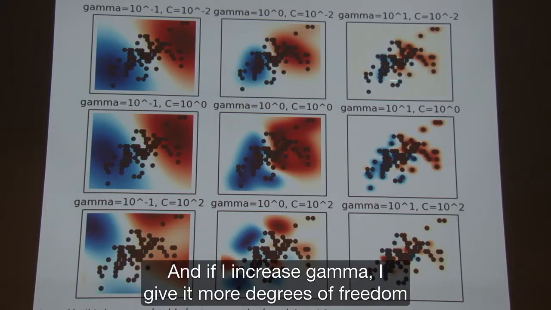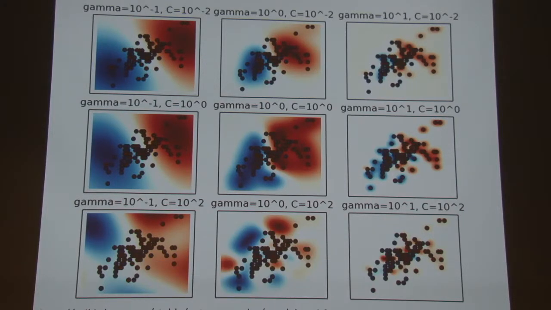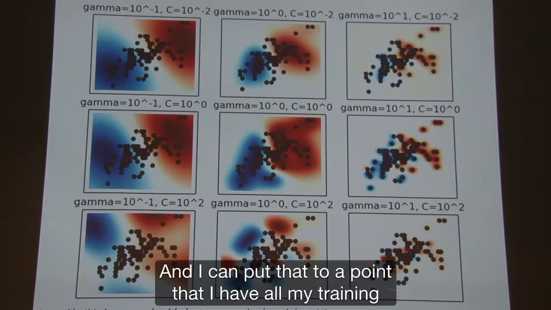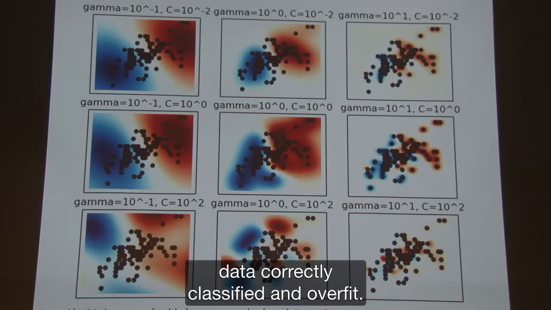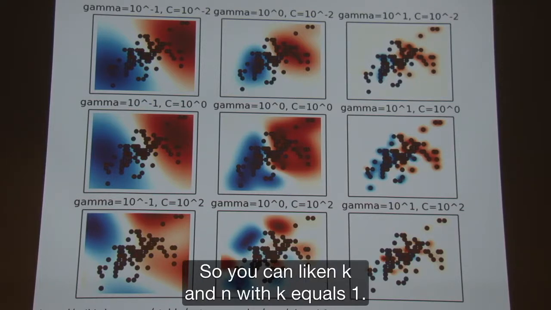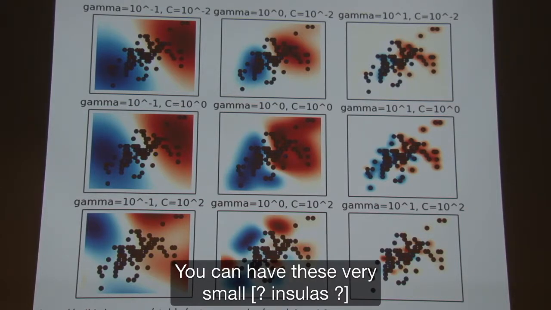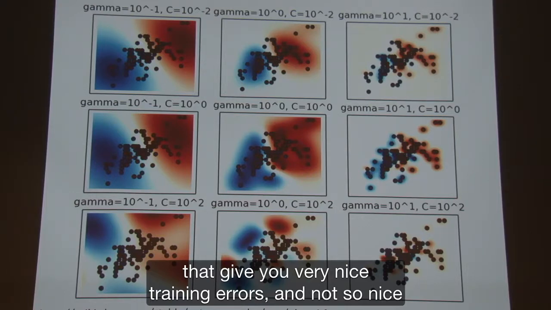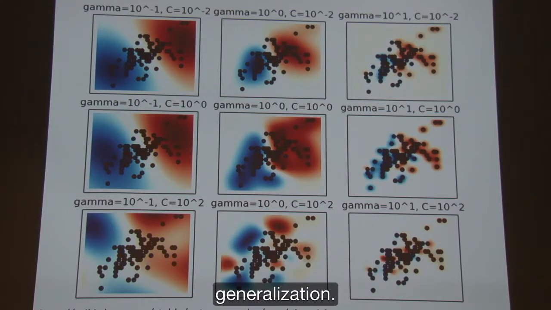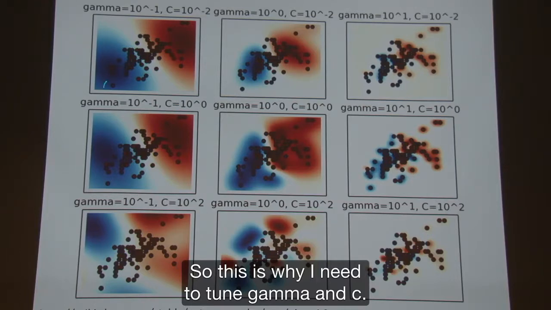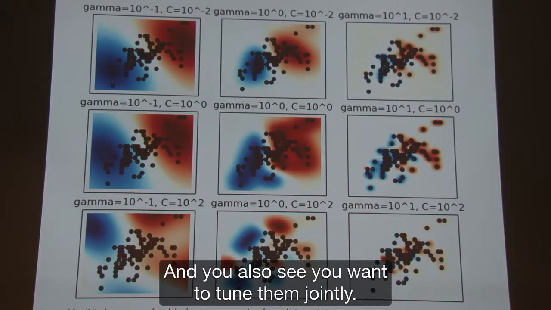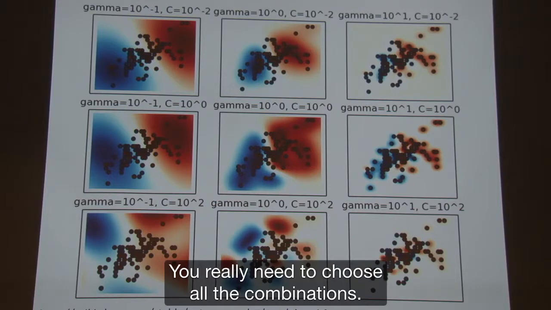Right? So if I allow less slack, my support vector machine is really trying to fit the data. And if I increase gamma, I give it more degrees of freedom to actually do so. And I can push that to a point where I have all my training data correctly classified and overfit. Like in KNN with k equals 1, you can have these very small islands that give you very nice training errors and not so nice generalization. So this is why you need to tune gamma and C. And you also see you want to tune them jointly. You really need to choose all the combinations.